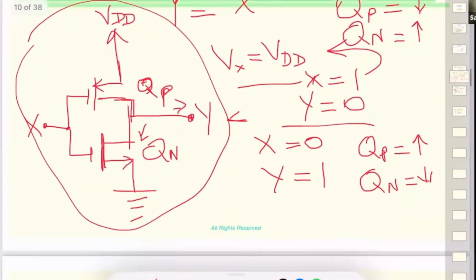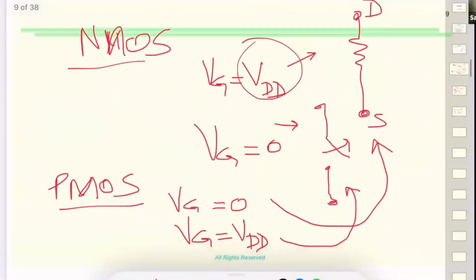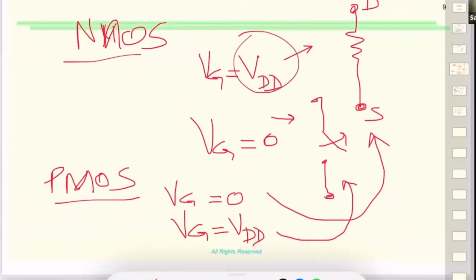So for NMOS, 0 at the gate means what? Open or close? So this was for NMOS here. What kind of circuit is NMOS with 0 volt? It's open or close? Just say it for posterity. Is it open or close? I know you can say it's open.